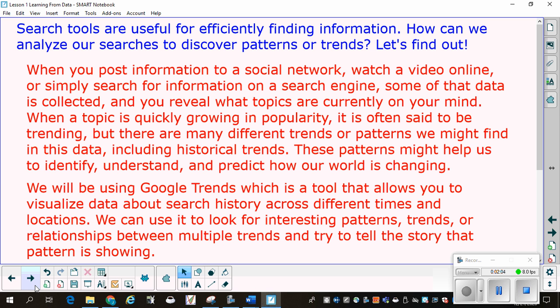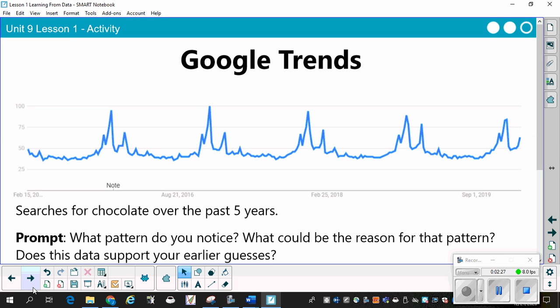We will be using Google Trends, which is a tool that allows you to visualize data about search history across different times and locations. We can use it to look for interesting patterns, trends, or relationships between multiple trends and try to tell the story that the pattern is showing. Now, what you want to do is Google Trends searches for chocolate over the past 5 years. This is what comes up when you use Google Trends.